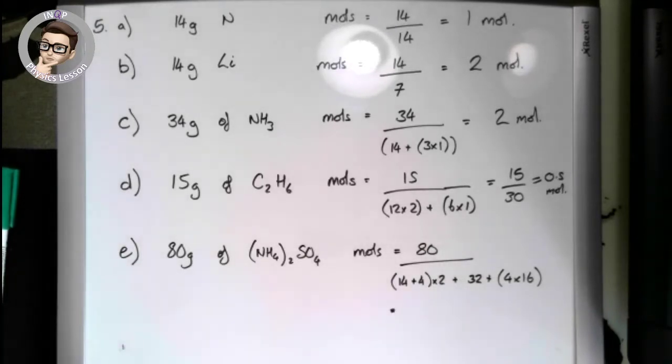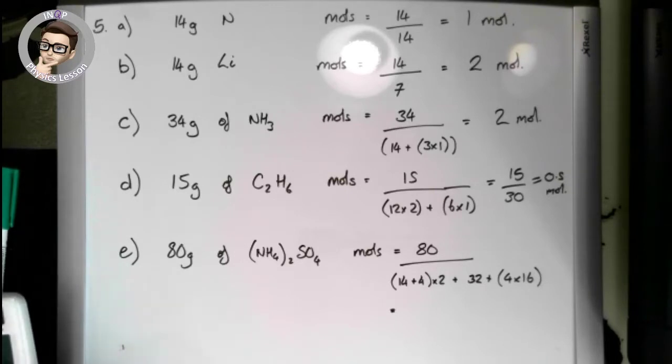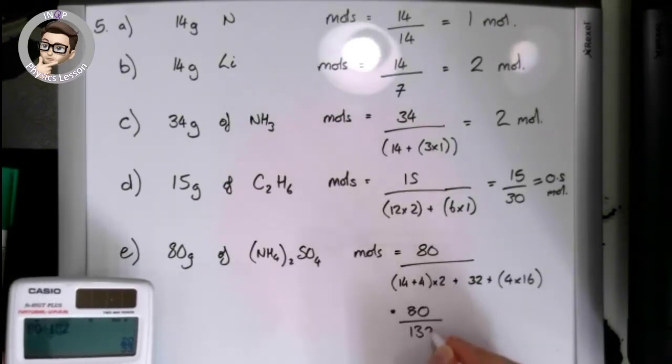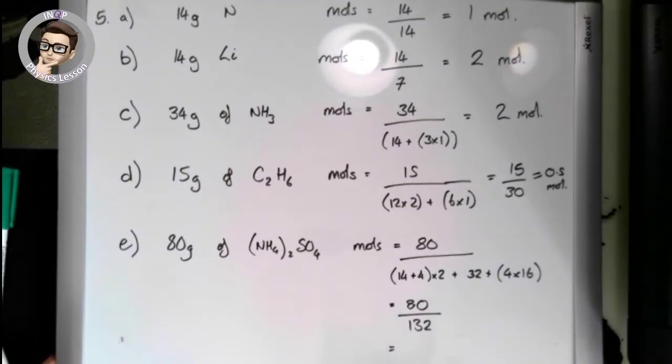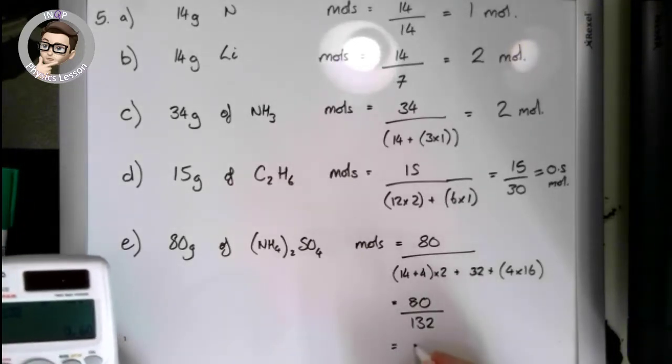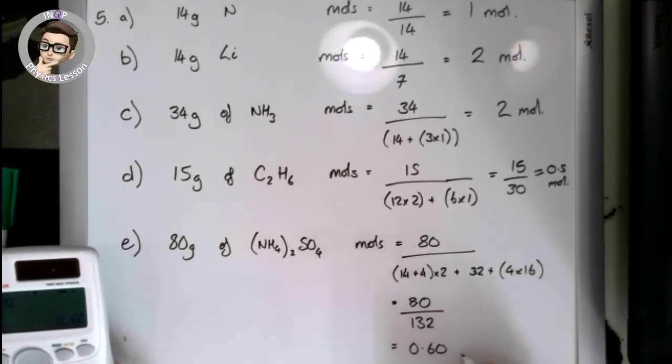If we add all of those relative atomic masses up to get the molecular mass, we've got 14 plus 4, which is 18, times by 2 is 36, plus 32, plus another 4 times 16, which gives an answer of 132. So 80 divided by 132, and I would always show your step in between here, because if it's in an exam, you'd want the examiner to know that you know what you're doing. So 80 divided by 132 will give you an answer of 0.60 moles.